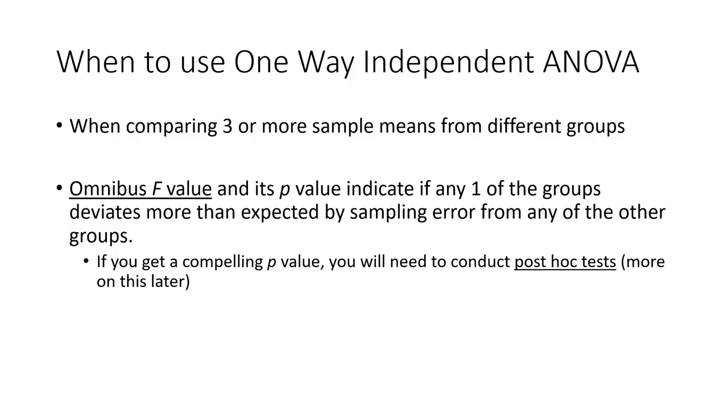Now, it could be more than one comparison that's different, but if you get a small p-value for the Omnibus F, that means at least one is different. There may be more, and you're going to have to do post hoc tests to identify exactly which of the comparisons are deviating more than would be expected by sampling error. Of course, I'll talk about this more when we get there in this example.